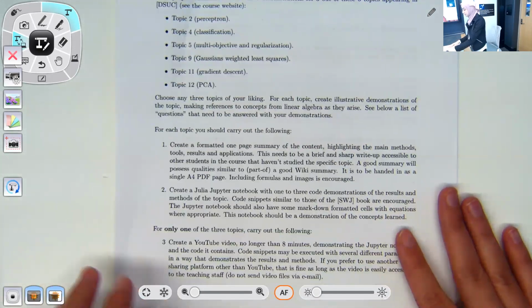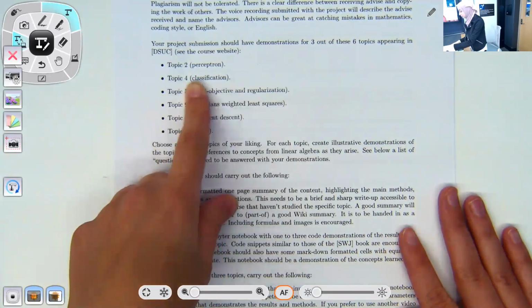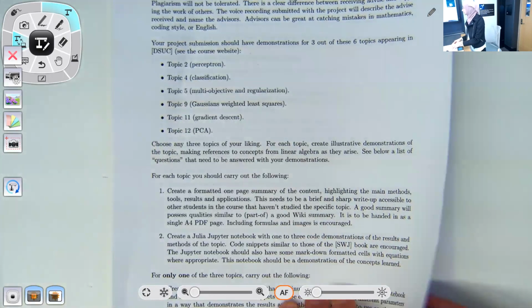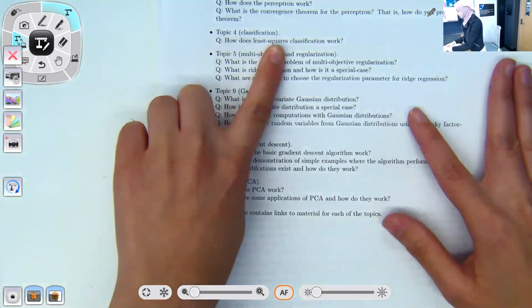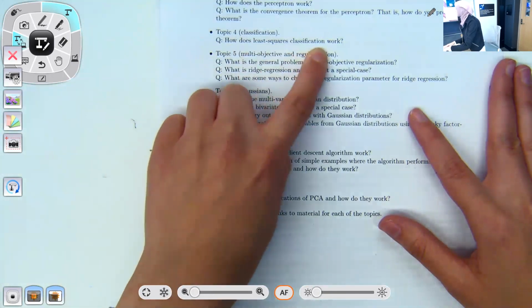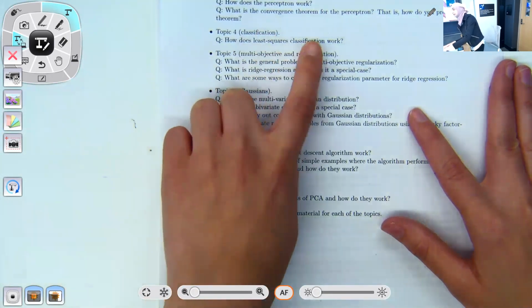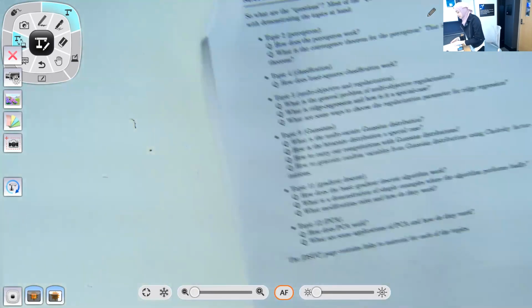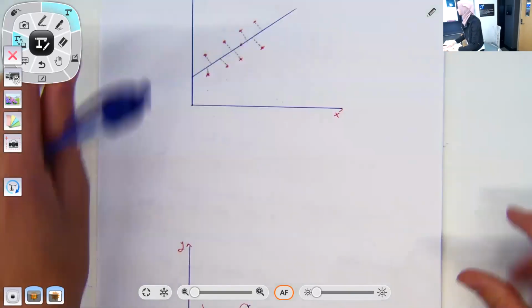Now today I will discuss with you classification, which is topic 4. What we need to do in classification, here they give you a hint in each question. In topic 4, classification, the question asks you, how does least squares classification work? We need to show how least squares work for classification. You talked about this before in your lecture on Monday, but today we will go briefly over classification.